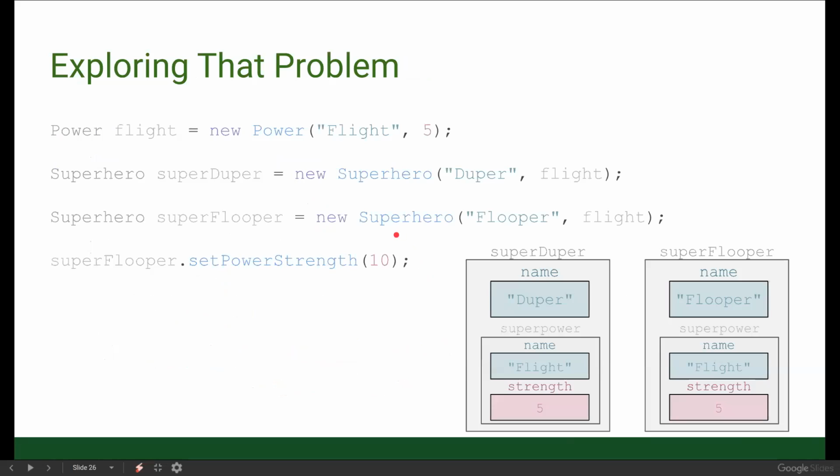So what this does for us is, with that same block of code as before, our superheroes now, even though their superpowers have the same contents, they no longer are aliases of each other. They're no longer the exact same object. So when I set the power strength in Super Flooper to be 10, only Super Flooper's strength is updated here. Does that all make sense?